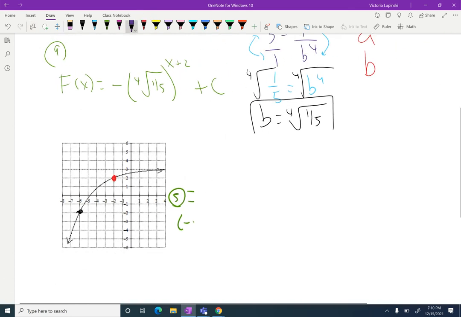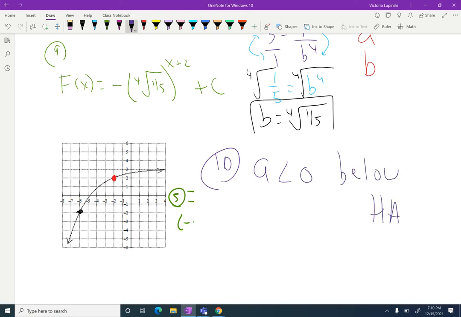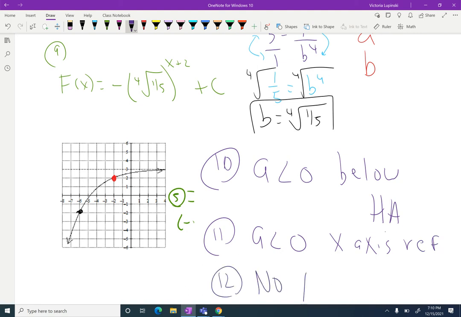So if I'm going to try to find a 10th thing, I know for sure that A is now -1, but I knew that A had to be less than 0 because the graph is below the horizontal asymptote. If the graph is below the horizontal asymptote, and if A is negative, that means that there is an x-axis reflection. I know that there is no y-axis reflection because the equation that they gave me had a positive x plus 2 exponent, so there's no y-axis reflection.